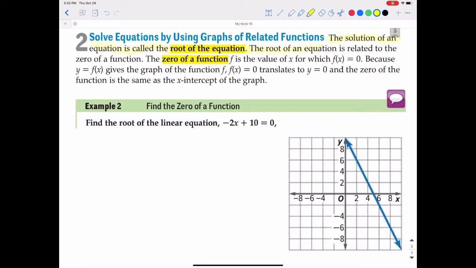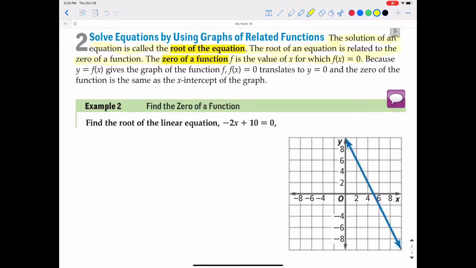The root of an equation is related to the zero of a function. The zero of a function f is the value of x which makes f of x equal to 0. So it's very similar to finding the root of an equation. To find the zero of a function, you would set the function equal to 0 and solve it just like you would in Algebra 1.